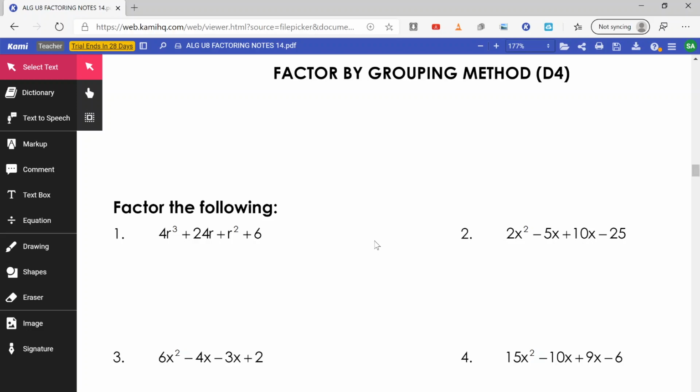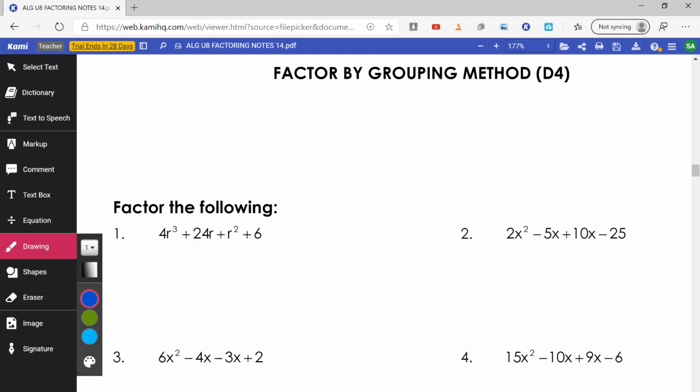We have to pull off a common factor, but the problem is we have multiple items, like 4r cubed plus 24r plus r squared plus 6. Now, if I take a look at this, there's no common factor that I can pull off from all four of them. I've got r's and 4 and 24. They have a common factor, but there's no 4 on the r squared. I can't pull a 4 off of the 6. So there's no common factor that I can get off of all four. However, we can use the grouping method here.